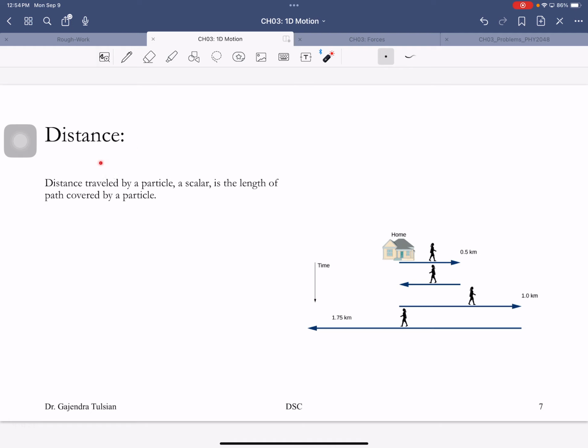Okay, distance is a scalar. Distance is the actual distance traveled. So for this journey, the displacement was 0, but the distance traveled was 1 kilometer. For this journey, the distance traveled was 1 plus 1.75, 2.75 kilometers.